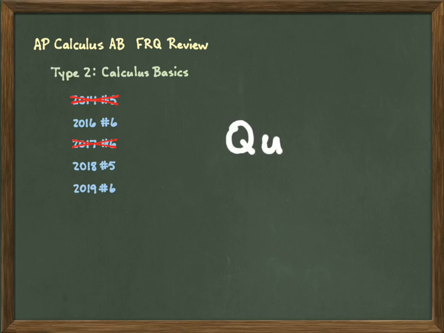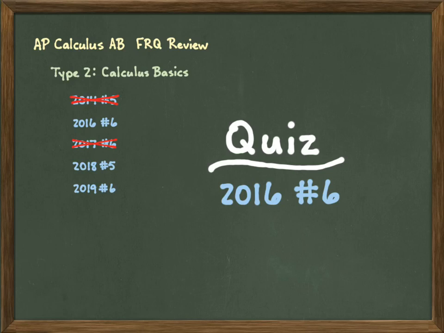The next problem that you're going to work on is going to be a quiz, and that quiz is going to be number 6 from 2016, and that is a non-calculator problem. You'll notice the calculus basics type tend to be non-calculator because it's a lot of just what is the derivative, what is the integral. So it's testing your ability to take the derivatives and the integrals here. So go ahead and do this FRQ on your own, set a timer for 12 minutes, and then come back and watch the next video to see how you did.